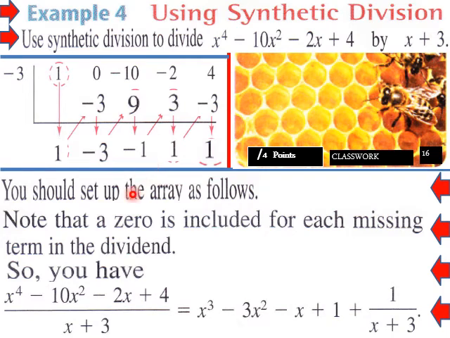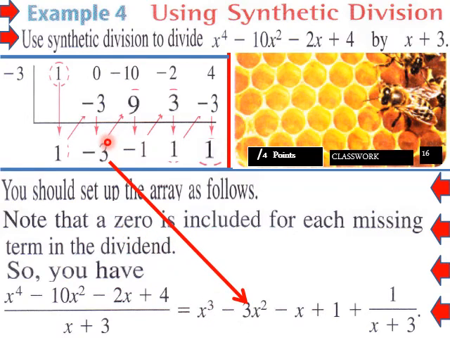So when we get through with that, we have our dividend here of x cubed minus 3x squared minus x plus 1. And then we have a remainder here of 1 over our divisor here. So a remainder will be 1 over x plus 3. So here is our quotient of this division problem using synthetic division.